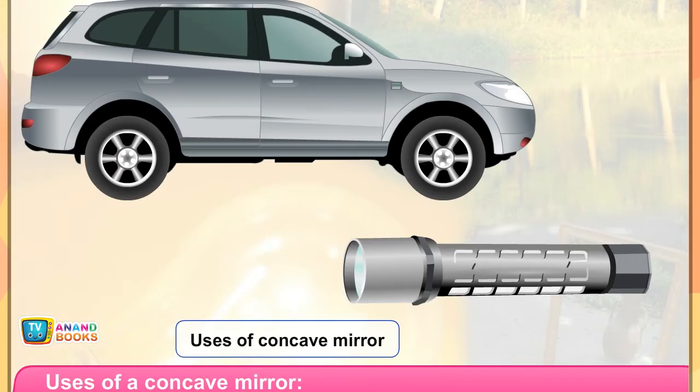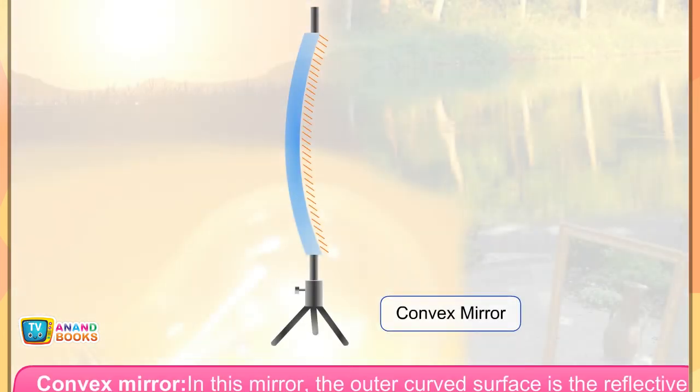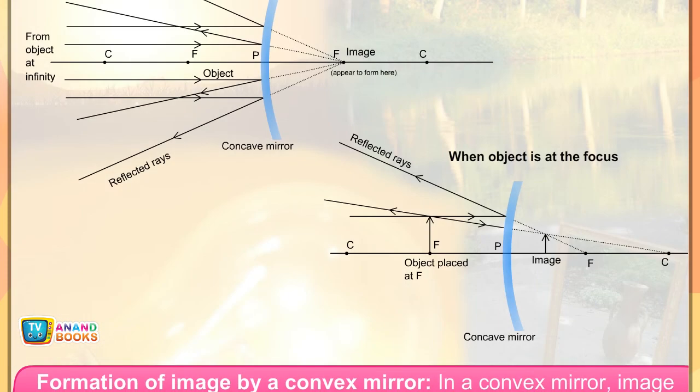Number 1. In headlights and searchlights. Number 2. By the dentist to focus light on the tooth. Number 3. It is used as a shaving mirror because the image of the face is virtual and magnified. Convex mirror. In this mirror, the outer curved surface is the reflective surface. Formation of an image by a convex mirror.